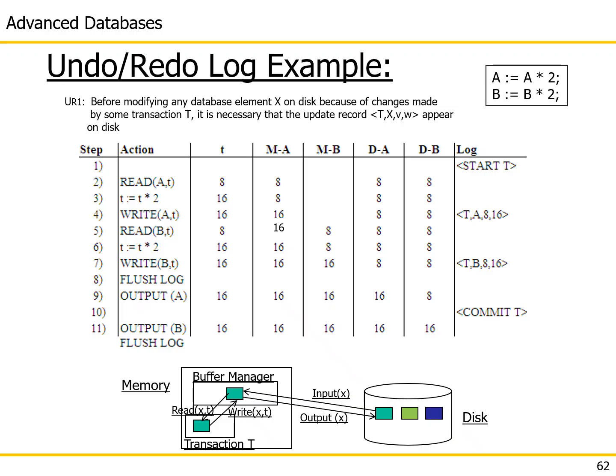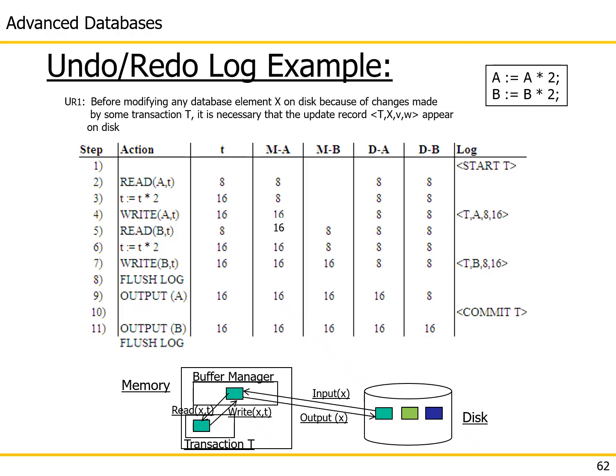So at line number 8, I have in the logs 3 statements: T started, T A 8 16, T B 8 16. Since I don't see a commit, I'm going to do an undo. Let's say the crash happens after line number 10. Now, in the first case I was just describing, there was really no inconsistency because A and B on disk are 8 and 8, but I'm just going to put 8 and 8 there. As we mentioned before, we do it blindly.